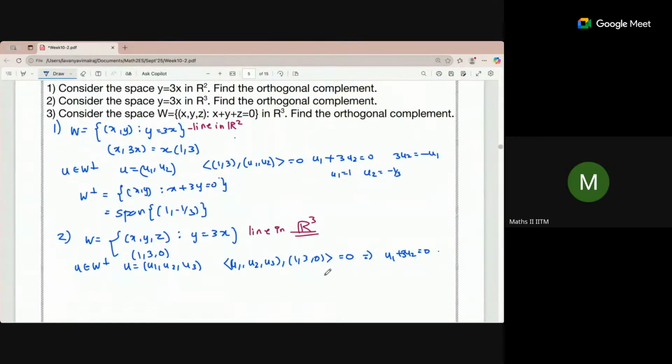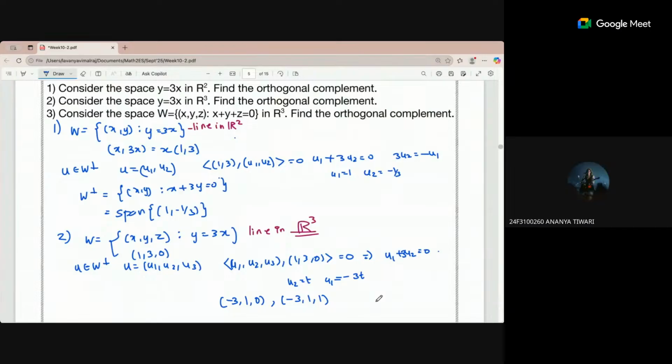So let us now say for example u2 is equal to t, then u1 is equal to minus 3t, right? So the vectors you can consider here are minus 3, 1, 0, and then we can take minus 3, 1 and maybe 1. Okay, so now these two vectors.